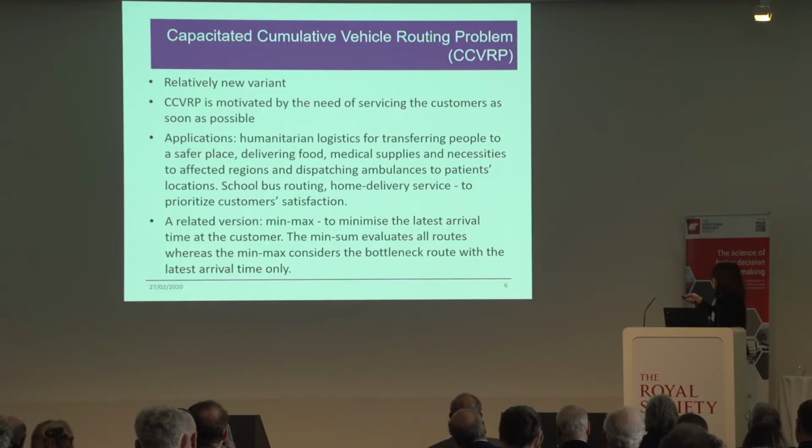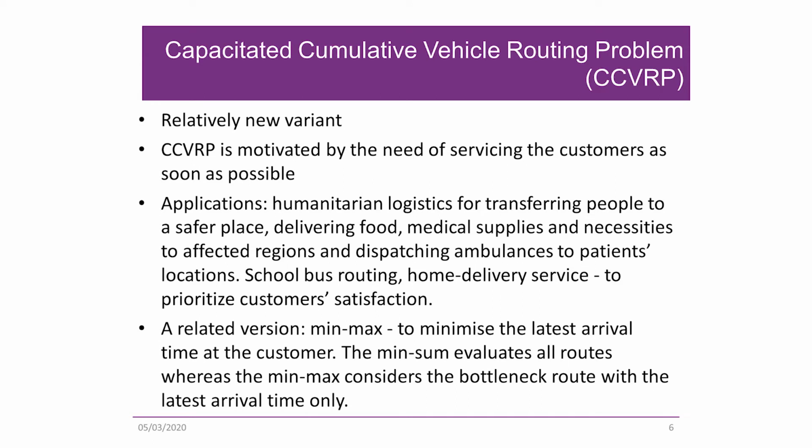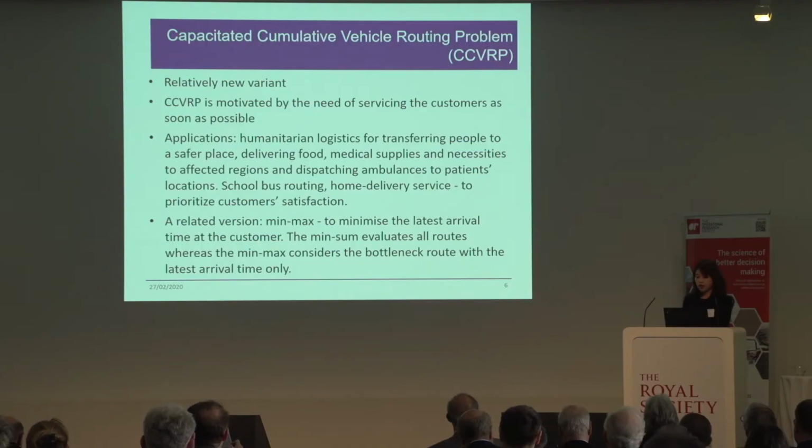Now, what I've discussed here is the CCVRP min sum version because we aim to minimize the sum of arrival times. There is another related version which we call the MinMax version. In the MinMax version, we aim to minimize the latest arrival time at the customer. The difference between the min sum and the MinMax is that for min sum, we evaluate all routes, whereas for the MinMax, we consider only the bottleneck route with the latest arrival time.